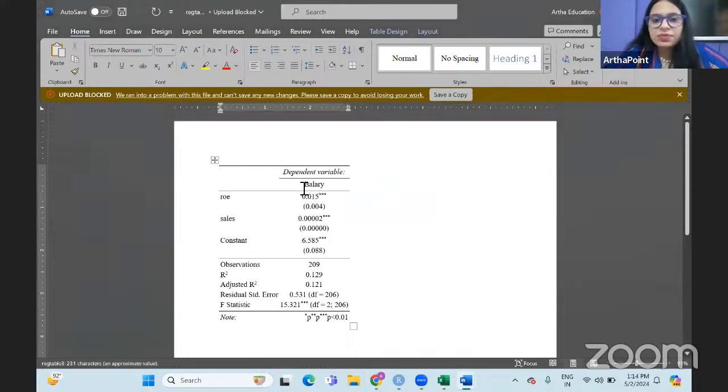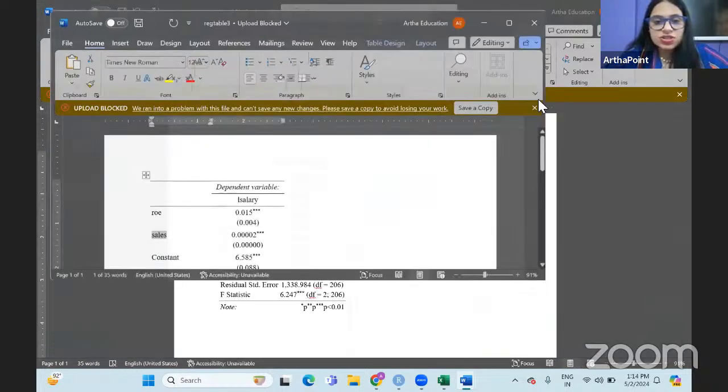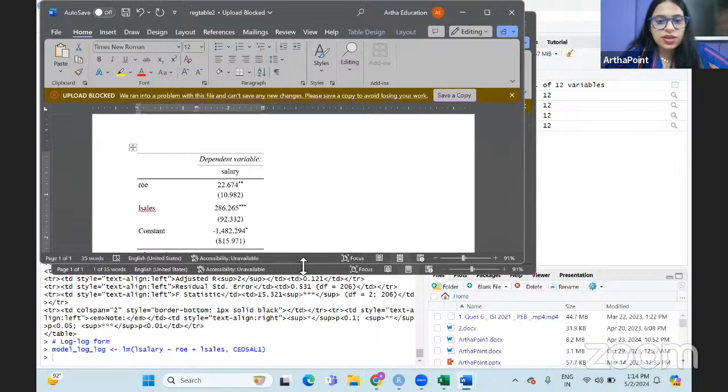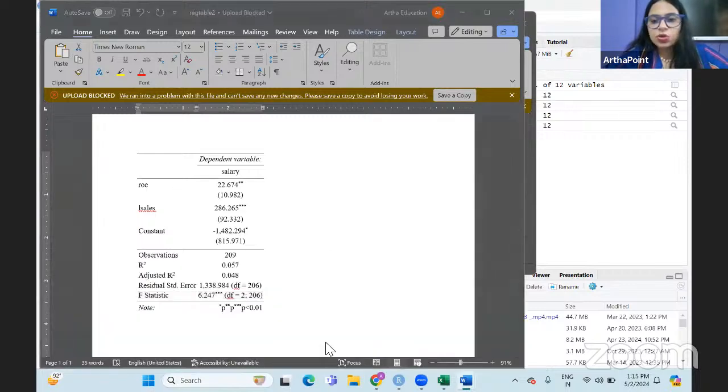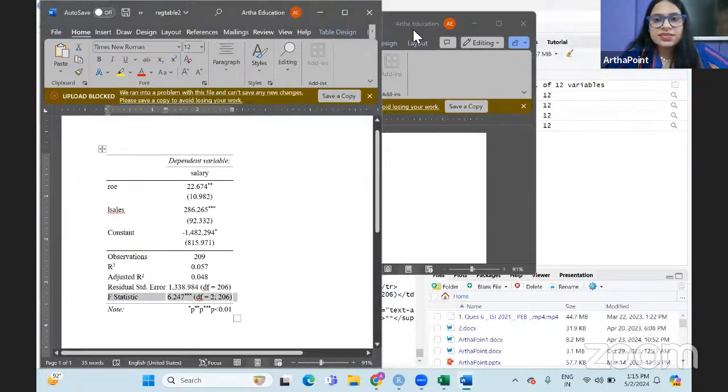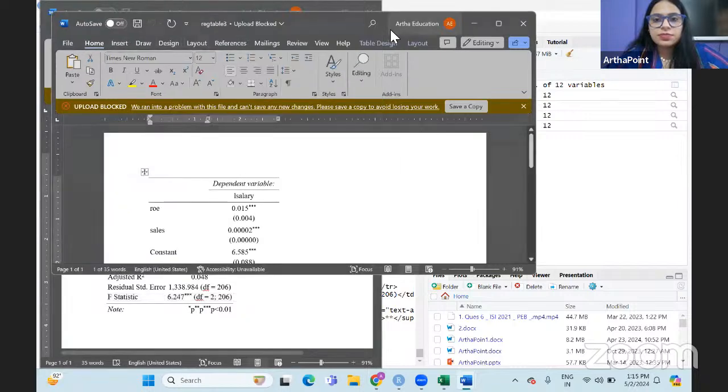अब regtable 3 में देखो, the salary is in the log format and बाकी सब कुछ linear में है. You see this? This is in linear format. और एक बात है that I want to focus on. देखो, if I just keep the two models side by side, let me just help you with the two models side by side. So this is regtable 2 beta, right? And this is regtable 3.